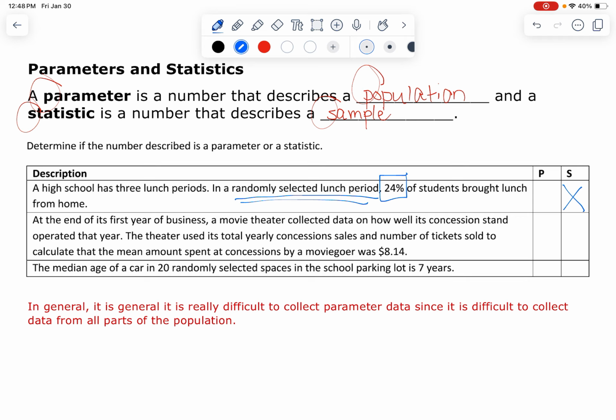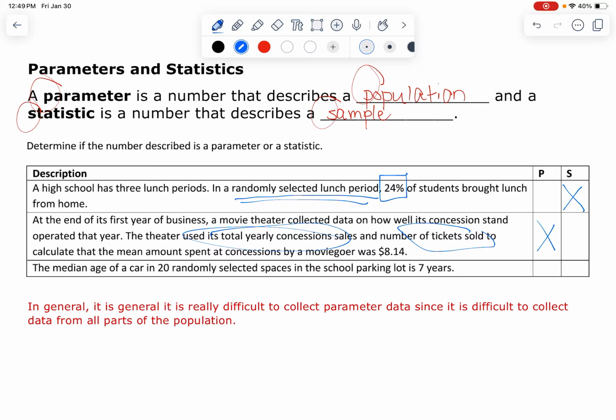At the end of its first year of business, a movie theater collected data on how well its concession stand operated that year. The theater used its total yearly concession sales and number of tickets sold to calculate the mean amount spent at concessions by a moviegoer, and that was $8.14. So you'll notice they used their total yearly concession sales and tickets sold. So this is a parameter, because they used their entire yearly concession sales and tickets.